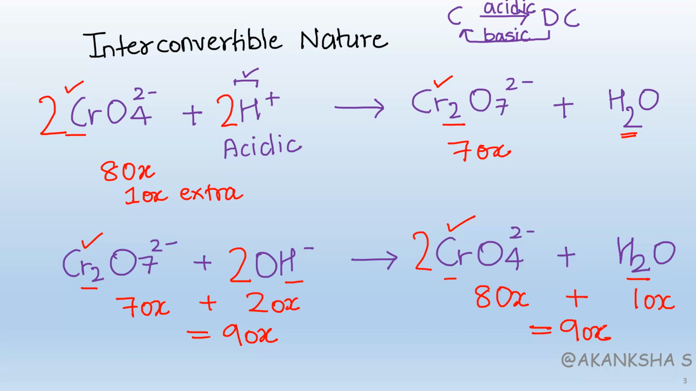What is the key factor in interconvertible nature? That when you want to complexify your chromate ions into dichromate, you add an acidic medium. It helps with the bonding part. Whenever you want to bring your dichromates back to chromate, you switch the medium to basic or alkaline, and hence you get your chromate ions back into the picture.